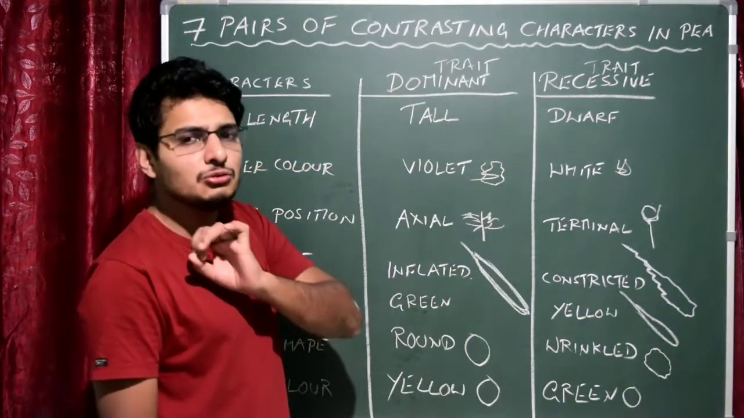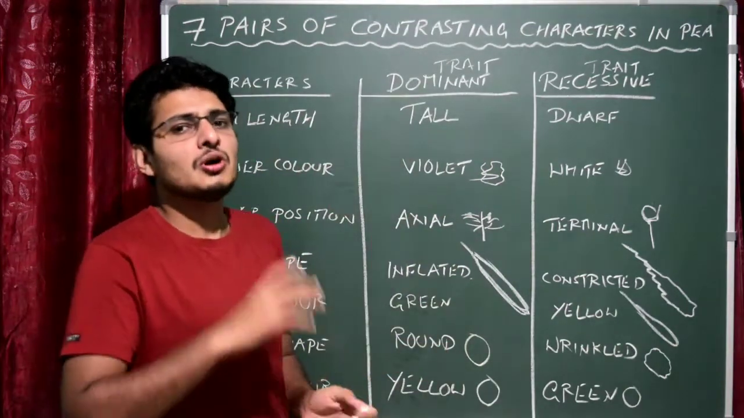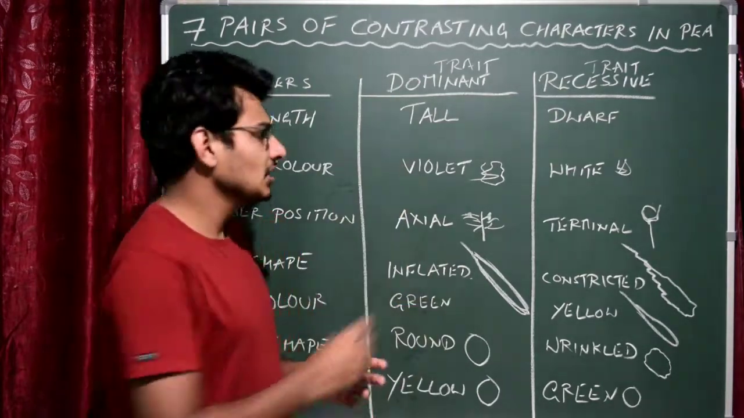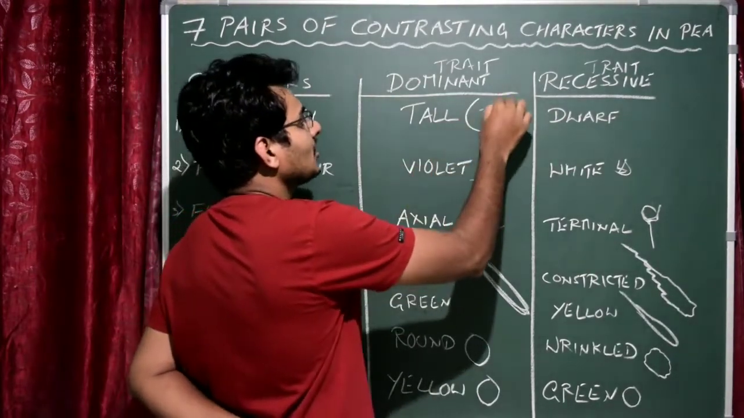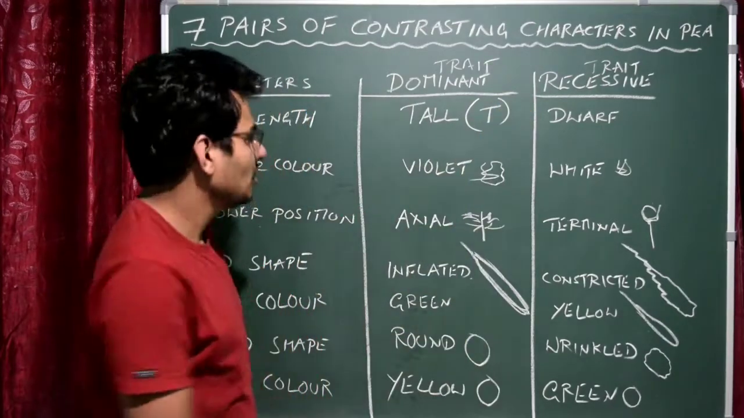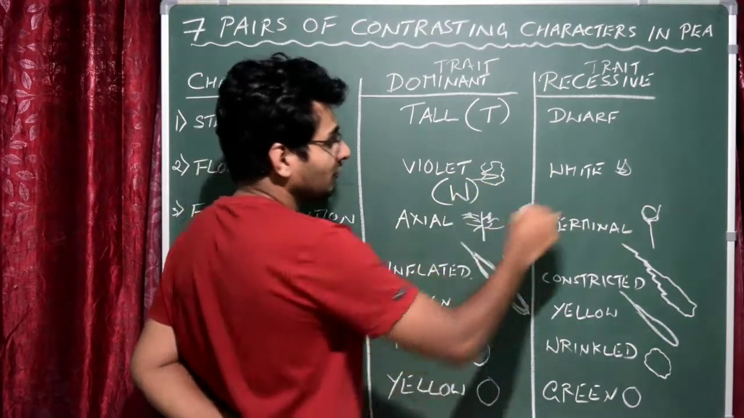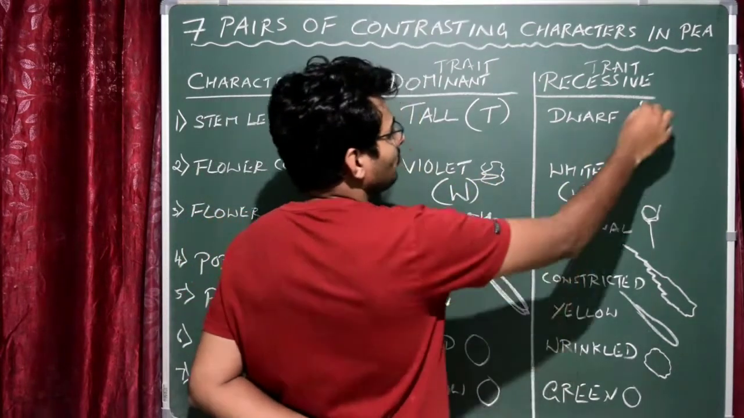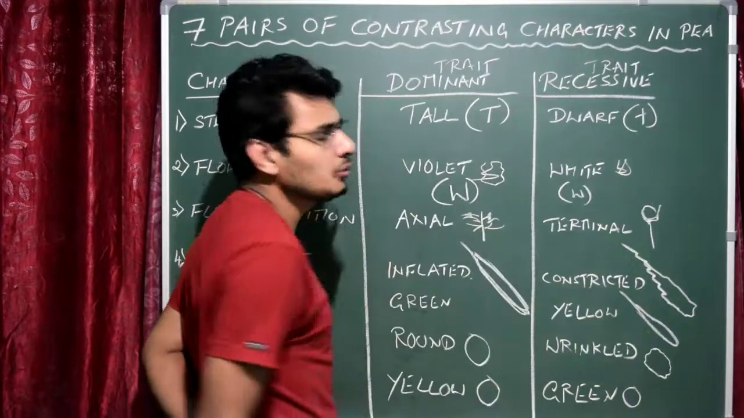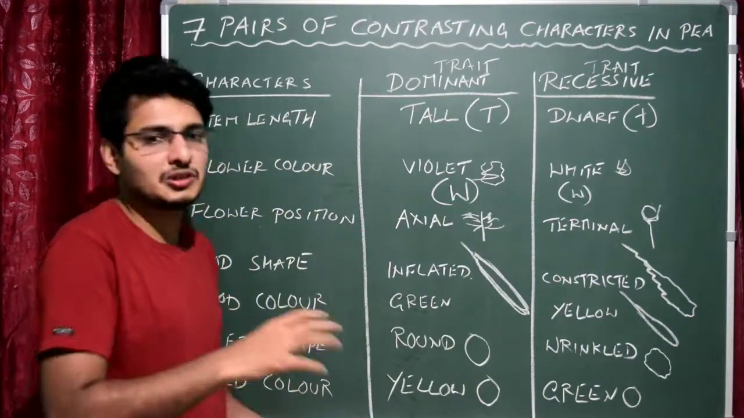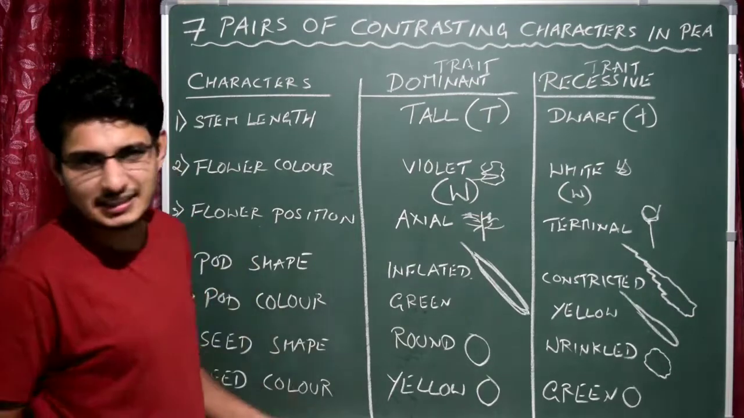Then he used symbols to denote the dominant trait and recessive trait. He used a capital letter, for example capital T for tall, and for violet he used capital W, and for white, small w. You will understand it as we go on, once I start with the monohybrid cross. It's very easy.